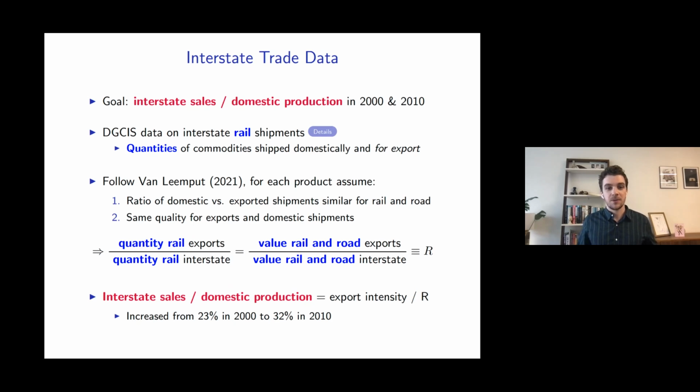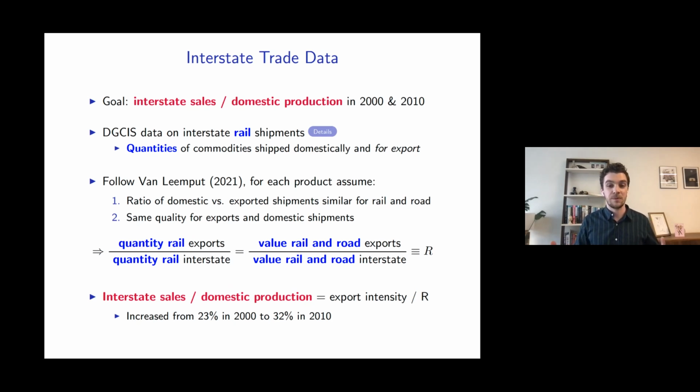Now, why is this going to help us so much? Well, what we can measure in our data for each product is the quantity of interstate rail trade that's exported relative to the total quantity of interstate rail trade. Now, that first assumption implies that's the same thing as the ratio of quantity of rail and road interstate trade that's exported relative to the total quantity of rail and road interstate trade. And the second assumption about quality means that the ratio of quantities is the same as the ratio of values.